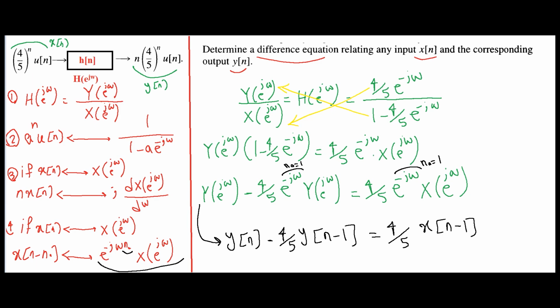So the final difference equation becomes y[n] minus 4/5 y[n minus 1] equals 4/5 x[n minus 1].